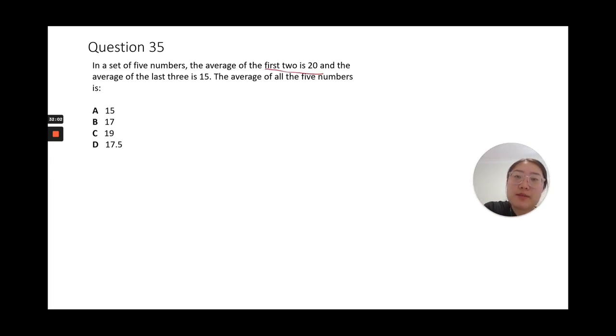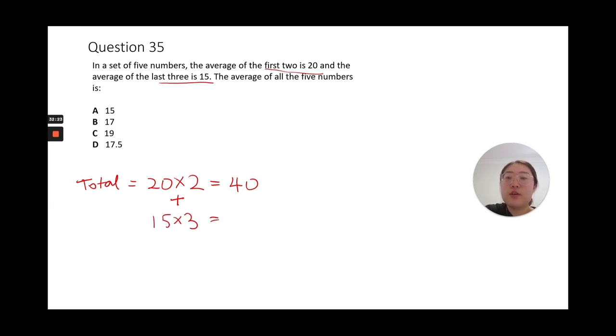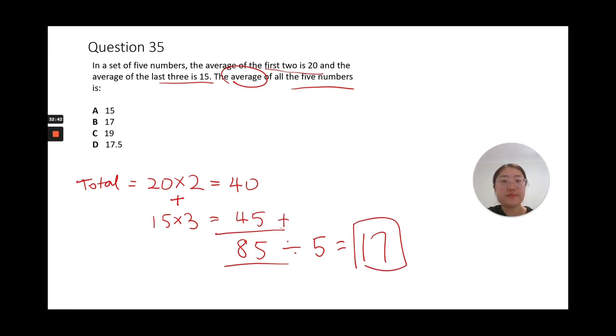So we're going to do the same thing for this one. If the average of the first 2 is 20, we know for sure that the total of the first 2 would be 20 times 2, 1 for each person or each part, which is 40, plus average of last 3 is 15. So we have 15 times 3 to find the total, and you get 45. When you add those together, you get 85. Okay? To find the average of all 5 numbers, all you do is divide 85 by 5, and you get 17. Or option B.